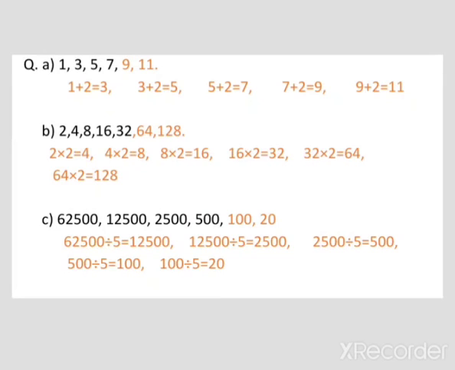So the first number is divisible by 5, and then we get the answer 12,500. When we divide 12,500 by 5 we'll get 2,500 and so on. So we have seen that there is a division by 5. So when we divide 500 by 5, we'll get 100, and 100 divided by 5 will get 20. So like this we can find the patterns.